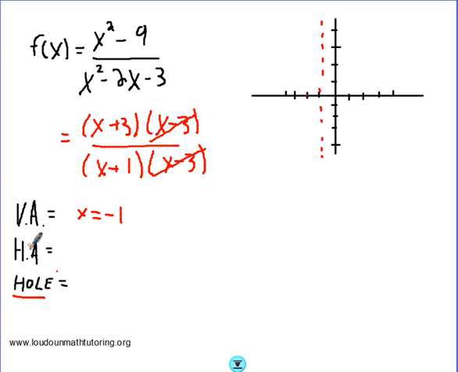Horizontal asymptote, now what's our rule? Remember the 3 rules we talked about yesterday? In this case, the degree of the numerator equals the degree of the denominator, so you're going to take that ratio, 1/1. So your horizontal asymptote is y is equal to 1.